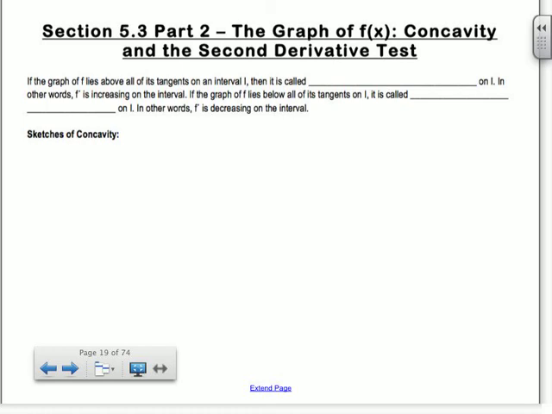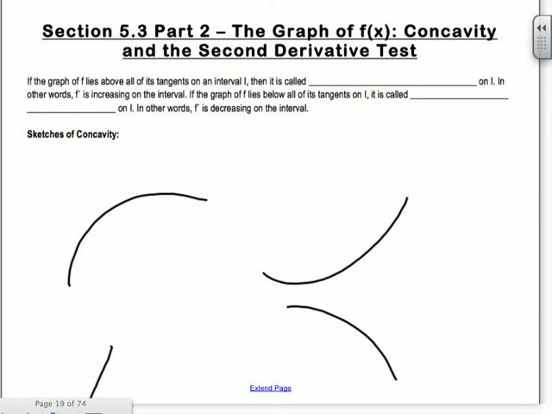So if the graph of f lies above all of its tangents on an interval, then it is called blank. So let's think about what that means. We're going to have two different things. We're going to have something like that, something like that. We could actually have going downwards like that, or so down, down. Okay, four different things, I guess.